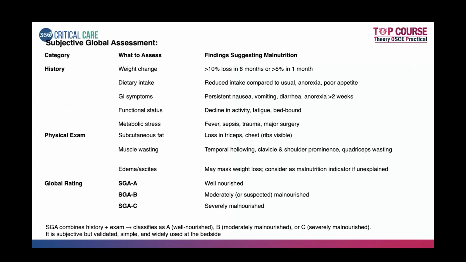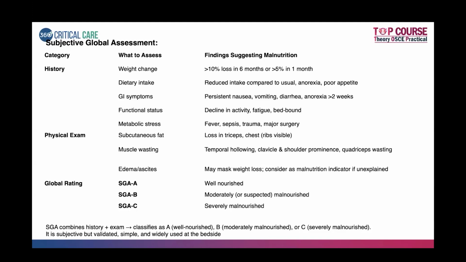So under history, you need to look into the weight change, the dietary intake, GI symptoms, functional status, and the metabolic stress. So weight change, more than 10% loss in 6 months or more than 5% in 1 month. Dietary intake, reduced intake compared to usual, anorexia or poor diet. GI symptoms, persistent nausea, vomiting, diarrhea, or anorexia more than 2 weeks. Functional status, decline in activity, fatigue, or bedbound. Metabolic stress like fever, sepsis, trauma, or major surgeries.